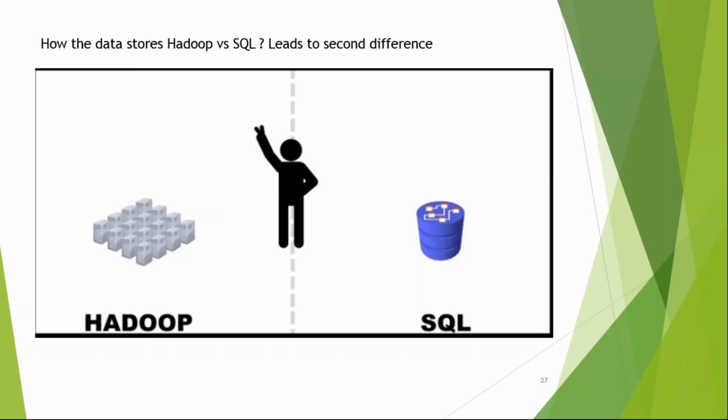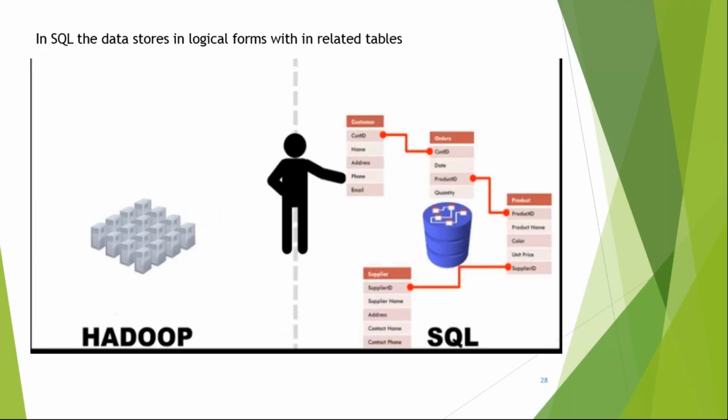How the data will load in a single machine. In SQL, it is a relational database. In SQL, the data is relational. One table is linked with another table, which is linked with another table. It's like a relational, mapped, logical form, right? Each one will have a relation. That's why we call it RDBMS, Relational Database Management System. Each table will have some relation with another table, right?